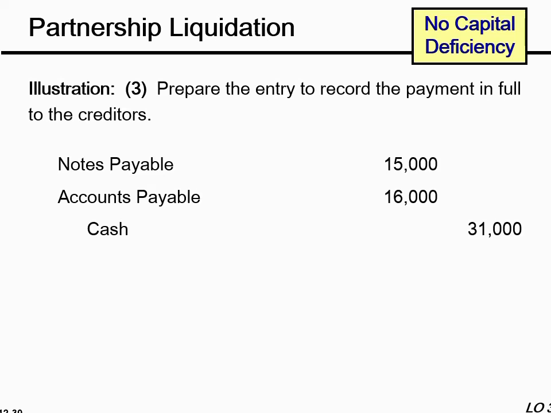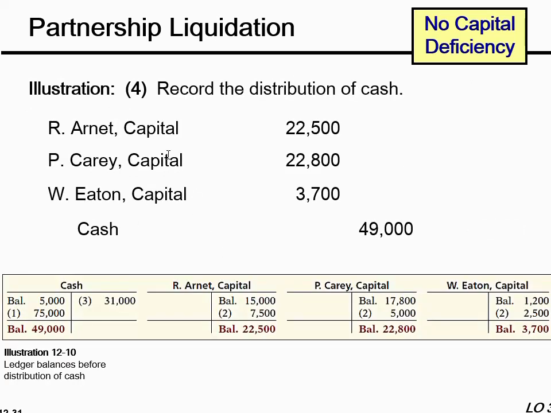Now, the next step is we need to see how much remaining cash is left and what the capital balances are for the partners so that we can pay them. So I will not discuss this journal entry. Firstly, let me show you the T accounts. Then on the basis of these T accounts, I can distribute the cash. Then I will prepare the journal entry. So let's have a look at this.